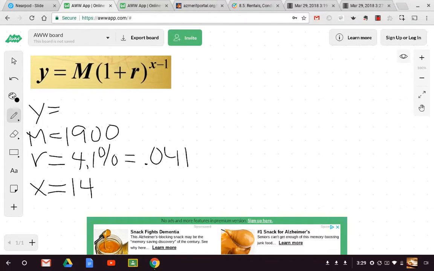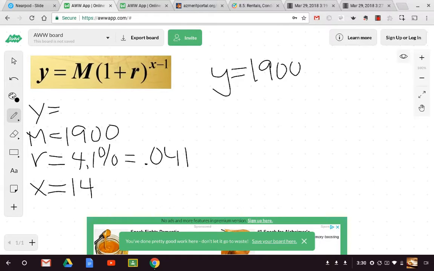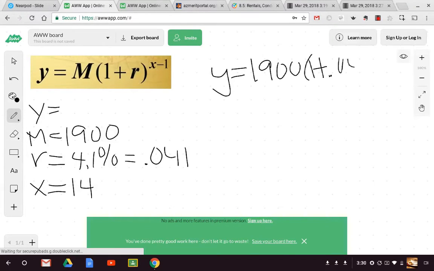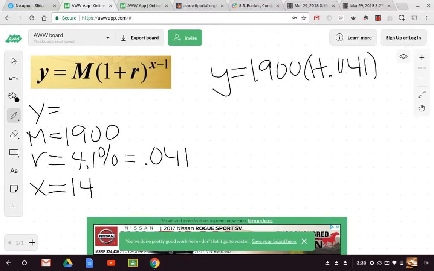So first of all, to write our general equation, we don't fill in the x and the y. We fill in everything else. So our general exponential equation is going to be y equals 1900 times (1 plus our rate of 0.041) to the x minus 1 power. This is our general equation that we can use for any x that we want to find. But here, we want to use an x of 14, and that's what we're going to fill in.